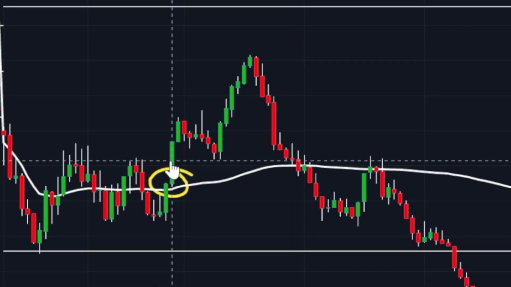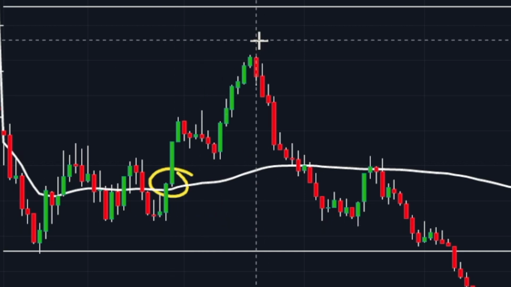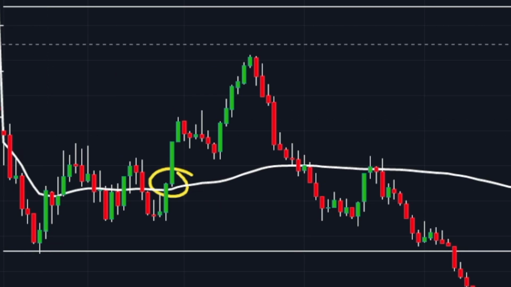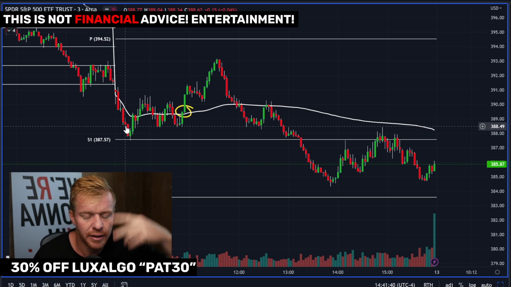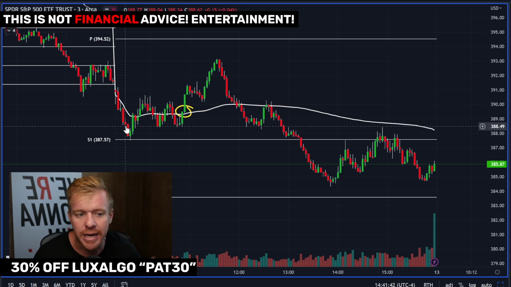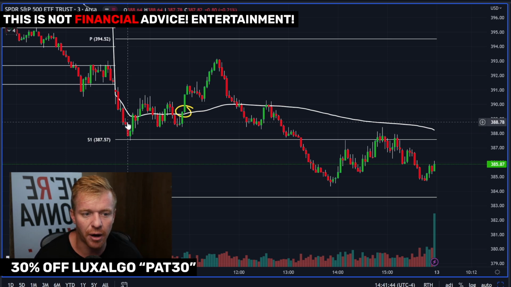You're basically looking for reactions off of the VWAP that would then lead to the pivot points, or you're looking for reactions off of the pivot point that would push us back up to the VWAP. So you have these two indicators that are kind of working together. The idea is that no major move would normally happen off of the SPY until we interact with the VWAP.